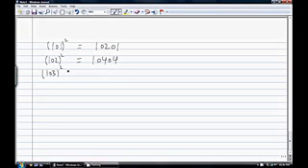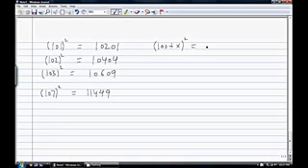Similarly, 103 square is equal to 10609. 107 square is equal to 7 2s are 14, so 114, and 7 7s are 49. So how do I come up with this formula? If you look carefully, 100 plus x square is equal to 10,000 plus 200x plus x square.